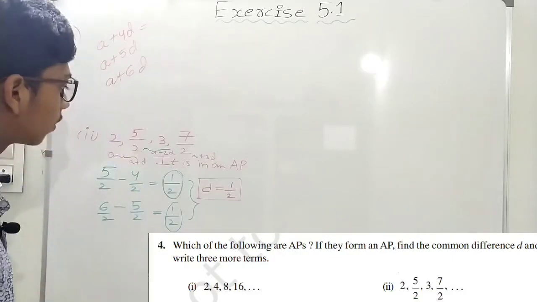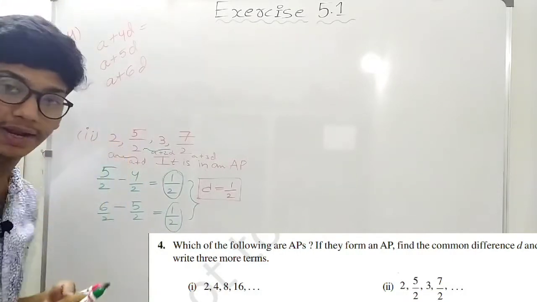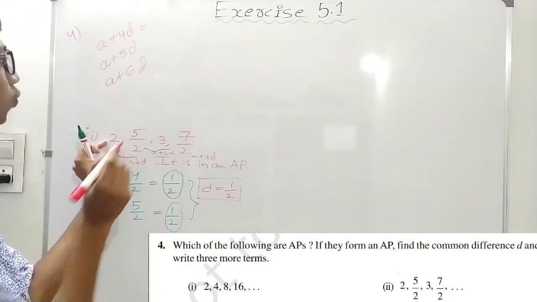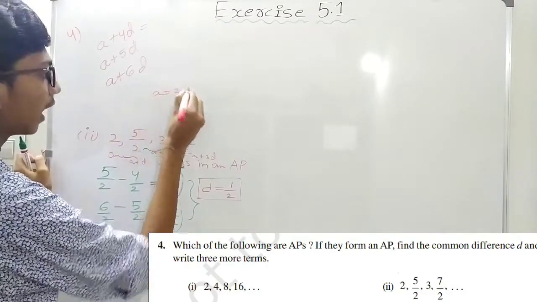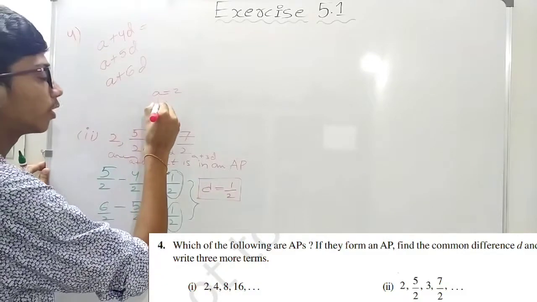So we want to find the values of A plus 4D, A plus 5D and A plus 6D. Now what is A? A will be the first term, that is 2. A is 2, and we have found that D is 1 by 2.